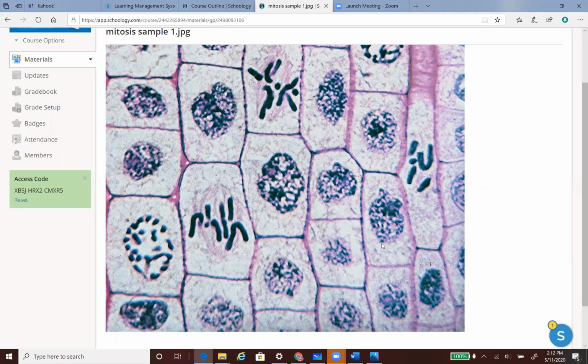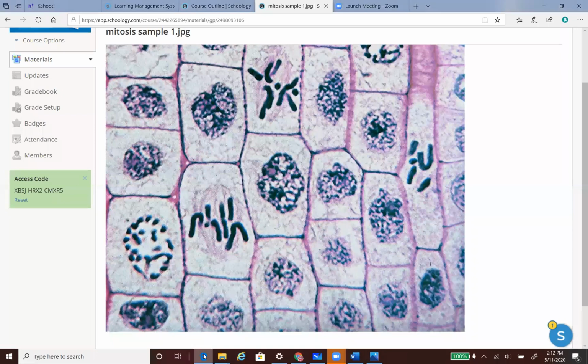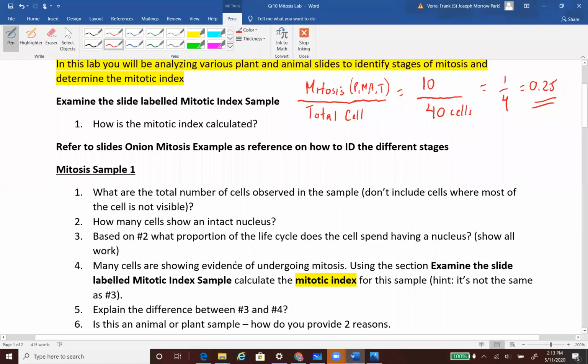And then in this sample, the next question would be, how many cells show an intact nucleus? So that's where you would be able to actually identify a nucleus. For example, in this middle cell, I can see a nucleus, right? But the cell above it, definitely no nucleus. So you're going to have to analyze the samples.